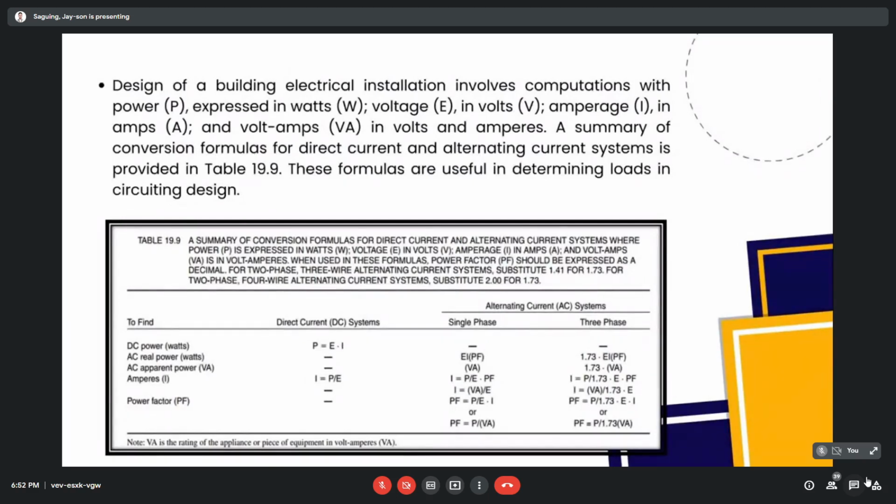So naa pod siya note dire nga for two-phase 3-wire alternating current system, we're just going to substitute 1.41 for 1.73. And for two-phase 4-wire alternating current system, we're just going to substitute 2.00 for 1.73. So we are just going to substitute the following values, 1.41 and 2.00, diri sa three-phase system nga formula kung asa naa ang 1.73.